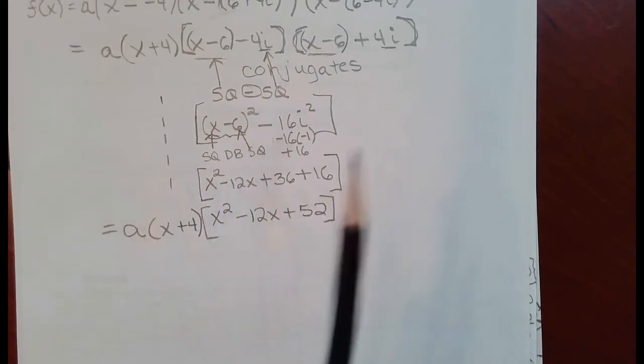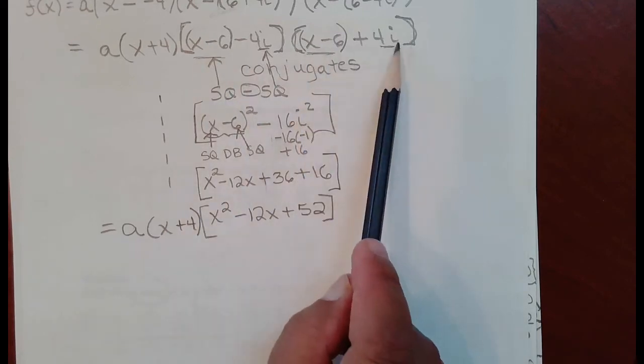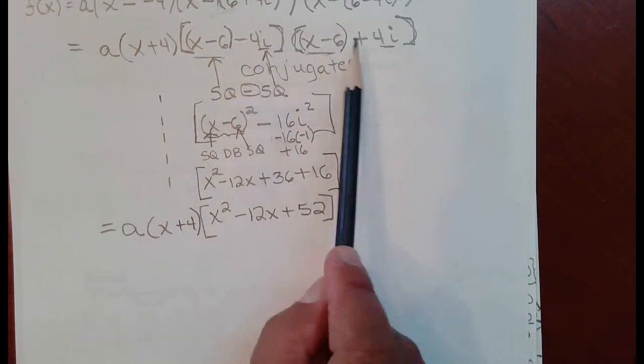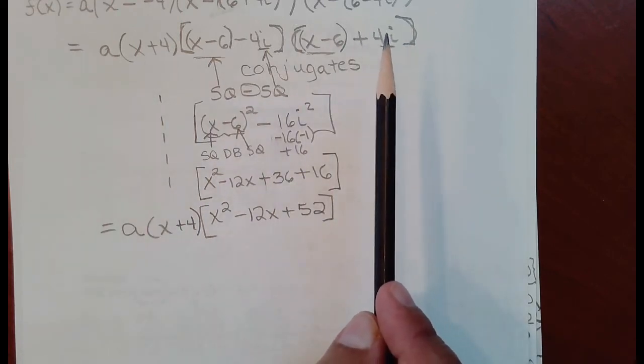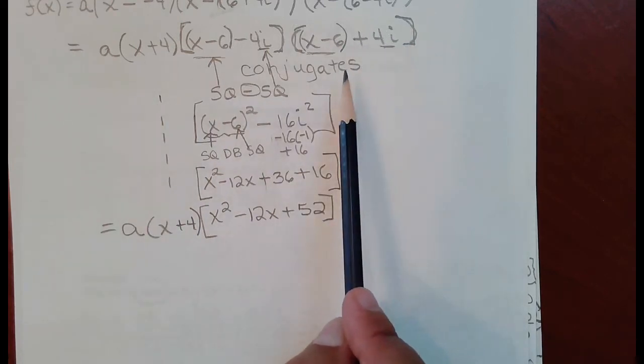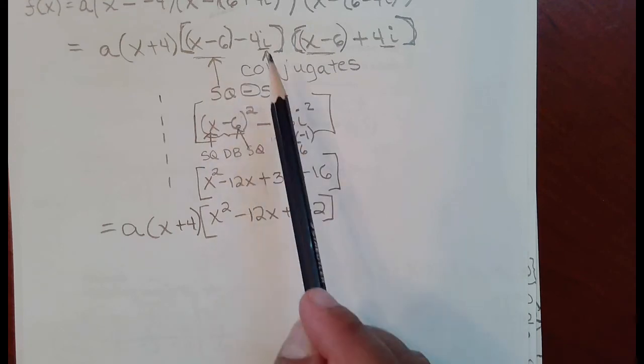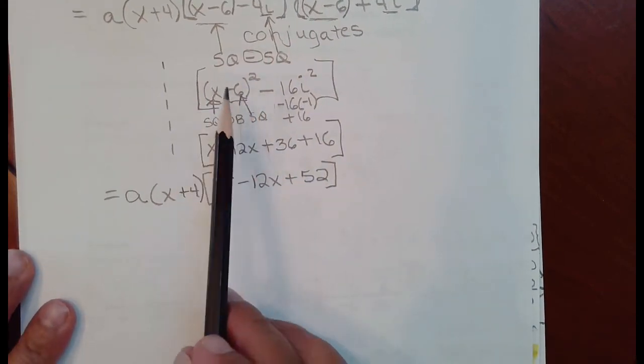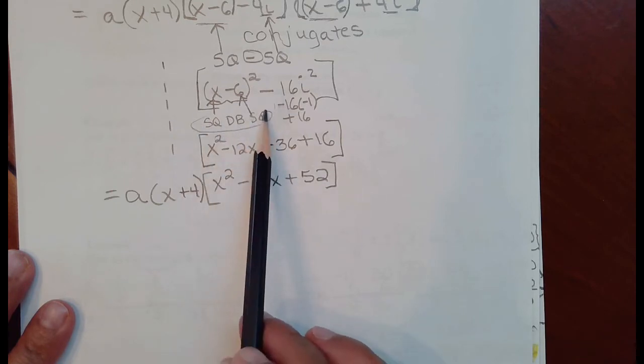Oops. Okay, front terms matched, back terms matched. That makes them conjugates as long as the signs are different. I did the shortcut for conjugates, which is square minus square. So I squared this and I squared that. When I went to square this, there was also a shortcut available for that.